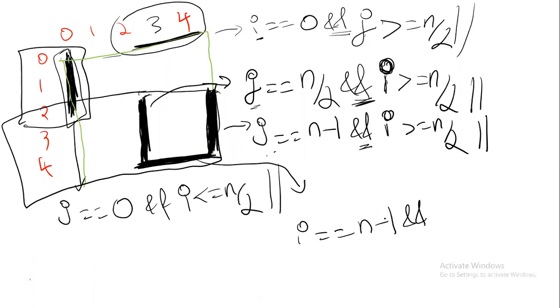If i is here, which value should come? j. So you're printing this line for what values of j? You're printing that line for the j values which are greater than or equal to n by 2.